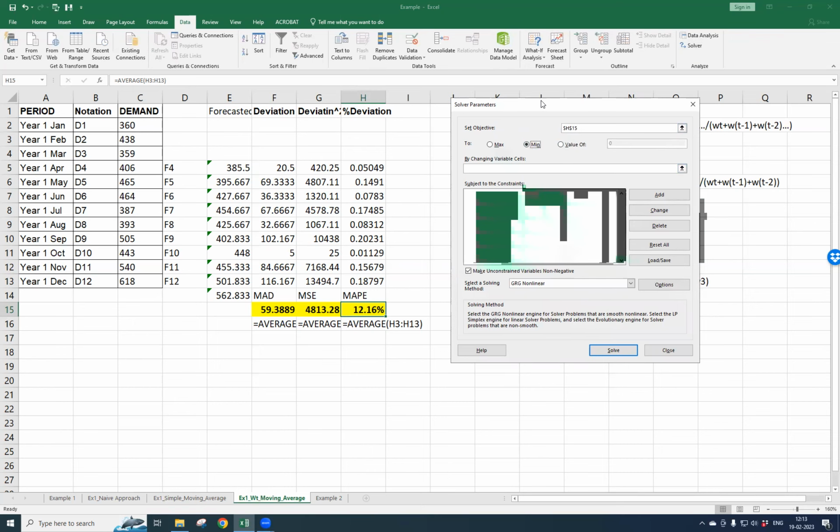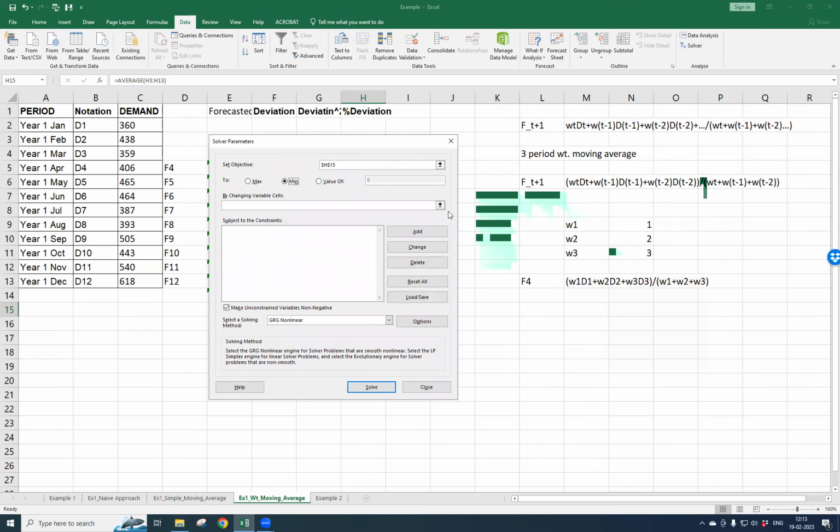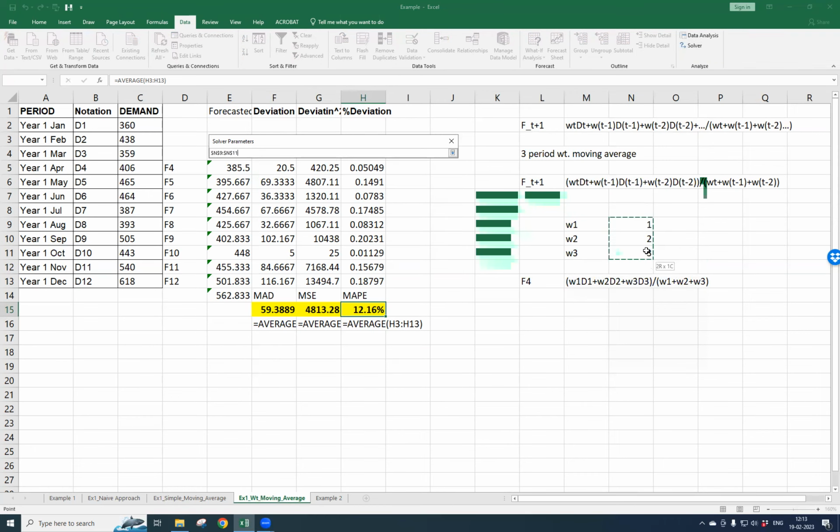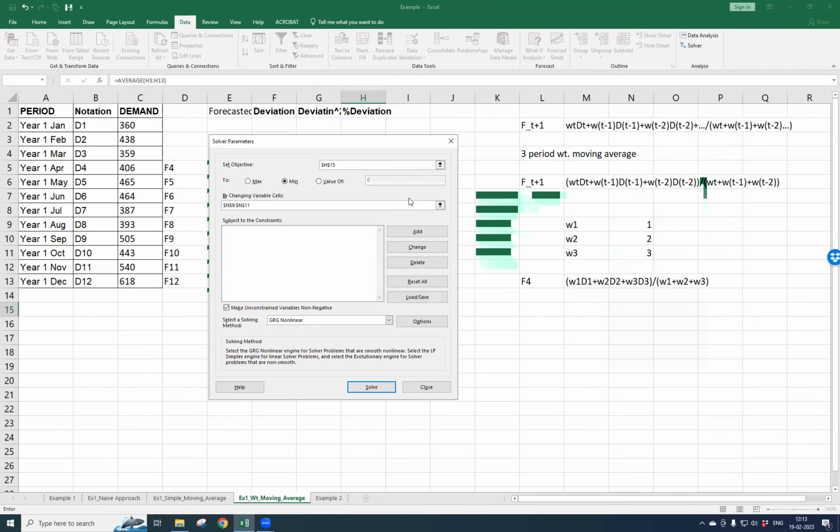What are the values that I need to change? I had chosen 1, 2, 3 values earlier. I will choose these values and I want to change them. And I know that this again is not going to be a simplex. It's going to be GRG Nonlinear because it has weights in the denominator. I don't want to use any other constraints other than this, because automatically it will take care of these. So I'm just taking these values and making these variables unconstrained non-negative values. So let me select this and say solve.